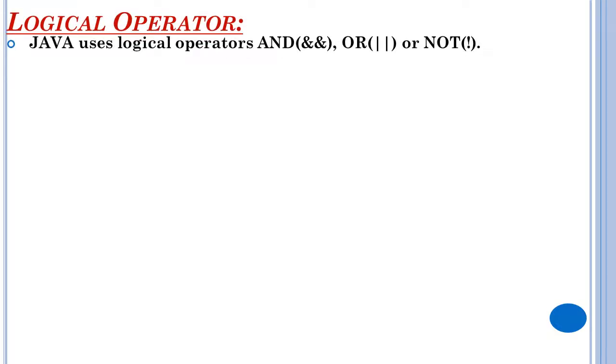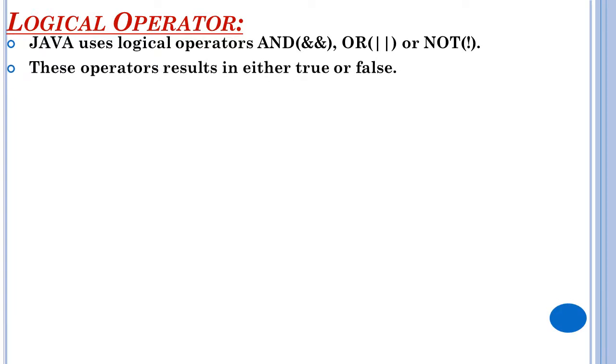In Java, there are three types of logical operators: AND, OR, NOT. AND means both sides, OR means one side, NOT means the opposite of that. I'll explain how and how you need to write everything. These operators also result in either true or false.